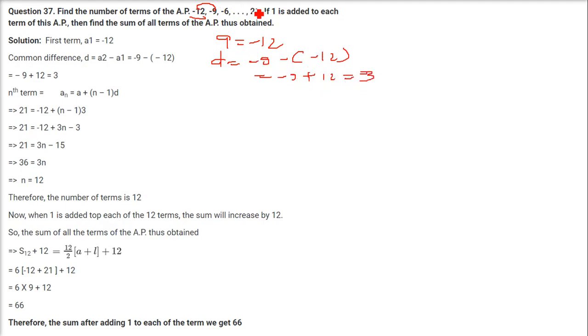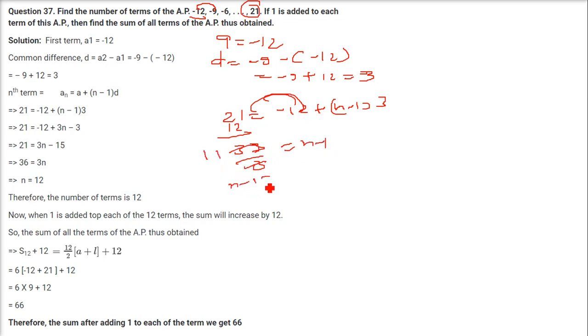So a and d are known, and the nth term is also known. So 21 will be a plus n minus 1 into d, that is minus 12 plus n minus 1 into 3. So 21 plus 12 is 33. Now you divide by 3, so n minus 1 is 11. So n minus 1 equal to 11, n will be equal to 12.